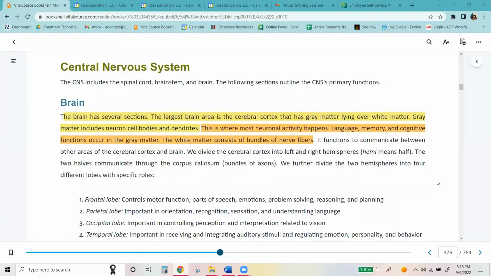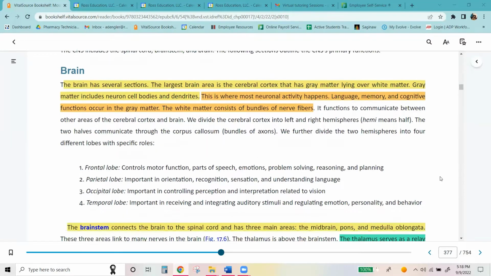Language, memory, and cognitive functions occur in the gray matter. The white matter consists of bundles of nerve fibers. They function to communicate between other areas of the cerebral cortex and brain. We divide the cerebral cortex into left and right hemispheres. Hemi means half. The two halves communicate through the corpus callosum, which is a bundle of axons.